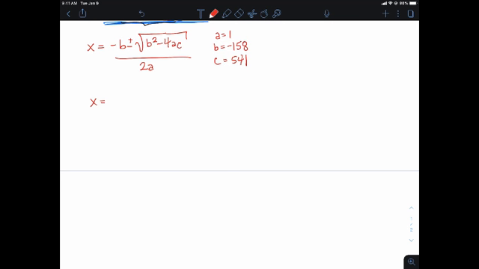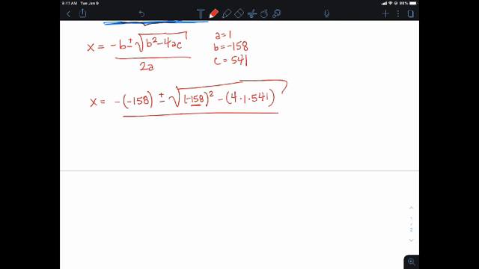So x is equal to negative minus 158 plus or minus the square root of negative 158 squared. Remember, this is going to be tricky in our calculators. We need to remember brackets around it when we're squaring it so that we're following the order of operations. So 4 times 1 times 541, all over 2 times 1. Well, that part was nice.